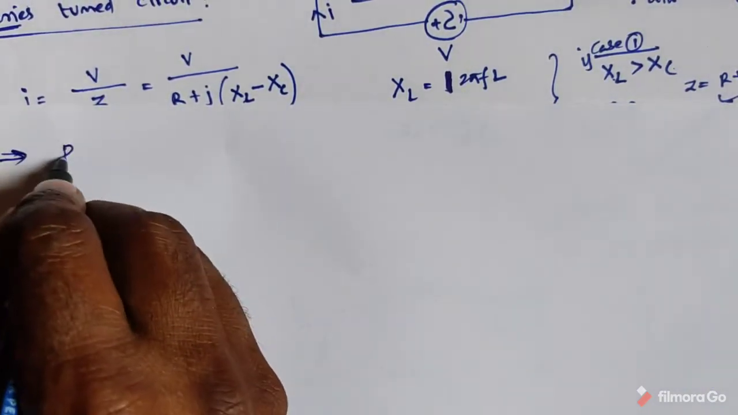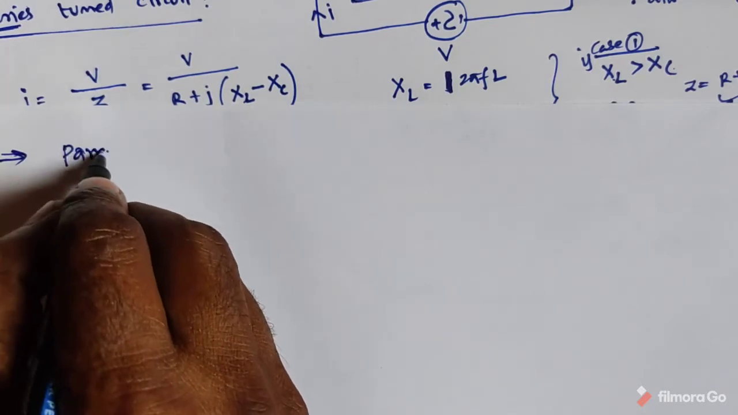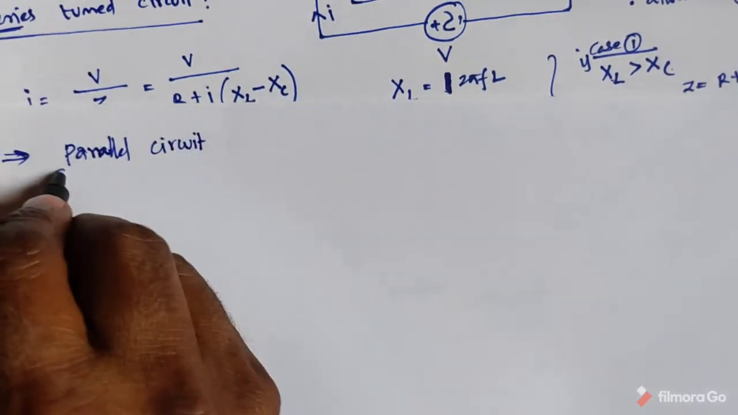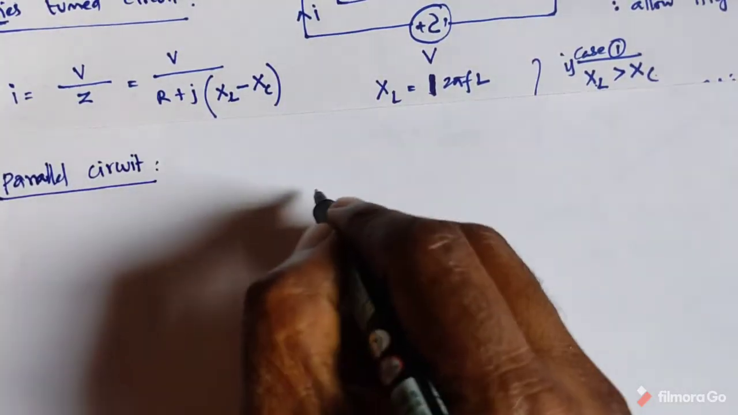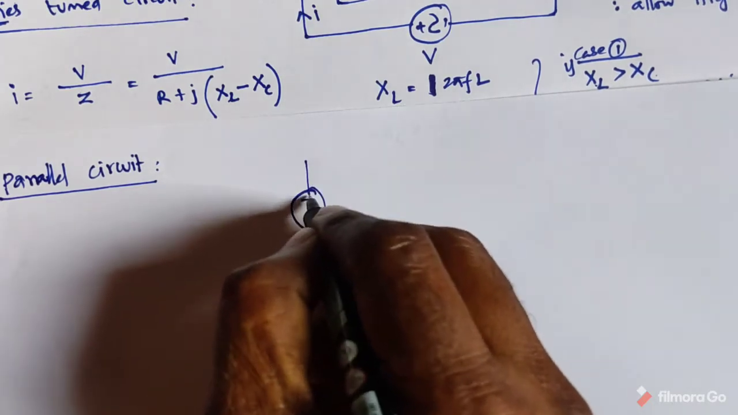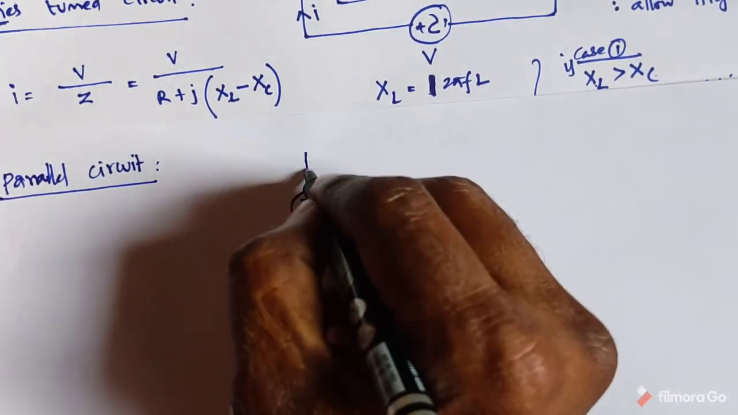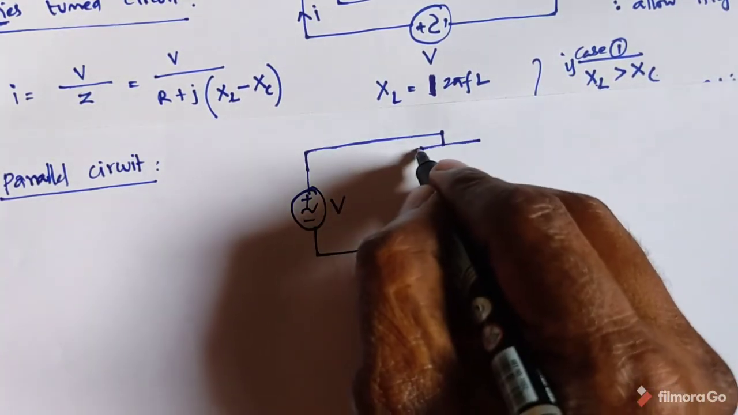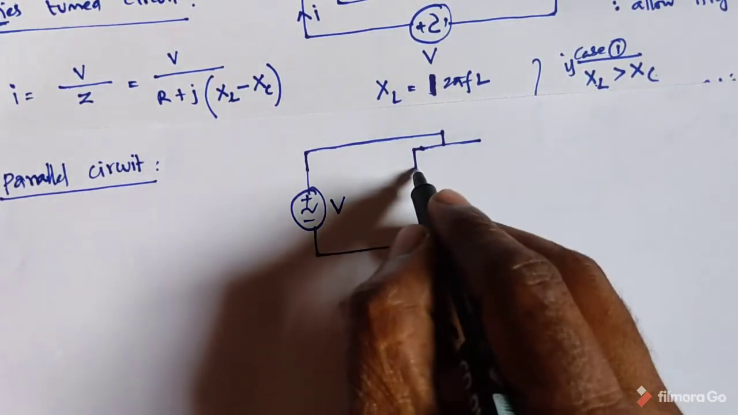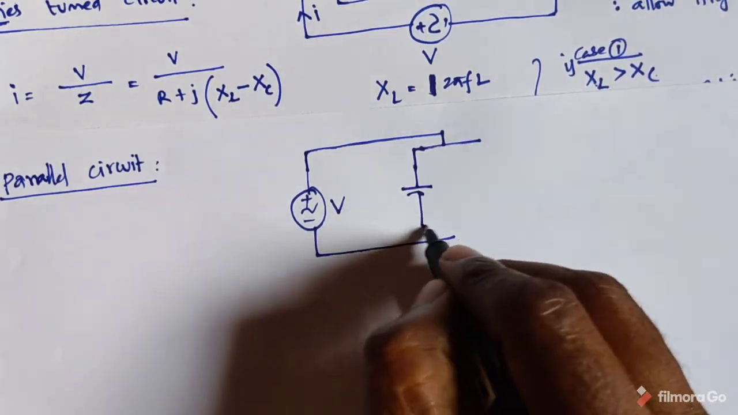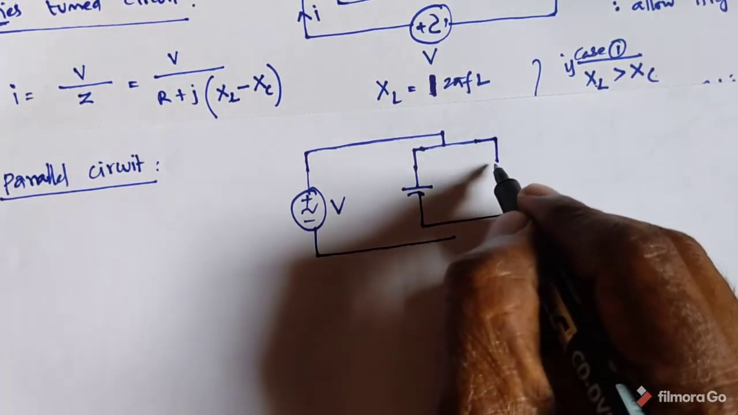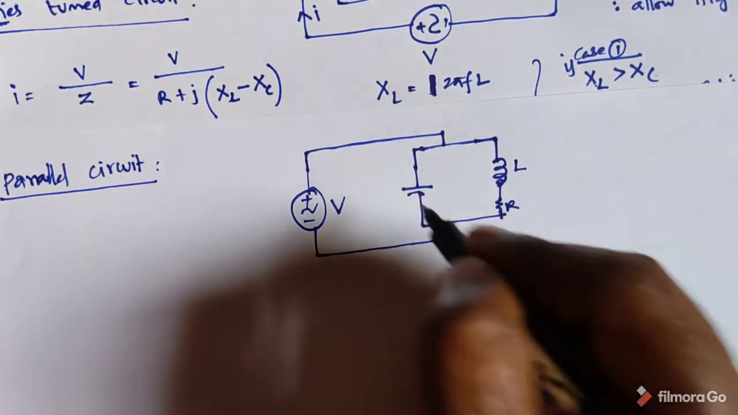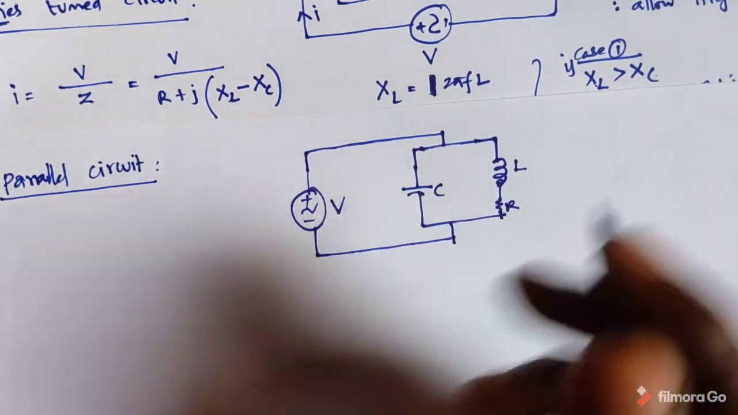Similarly, the second one is the parallel circuit. The parallel circuit can be represented like this, where the source voltage is V. For a parallel combination, generally we prefer one inductor and one capacitor. Take one capacitor. For calculating the imaginary function, you may take one small resistor R, with L and C values. This is the actual parallel connection.